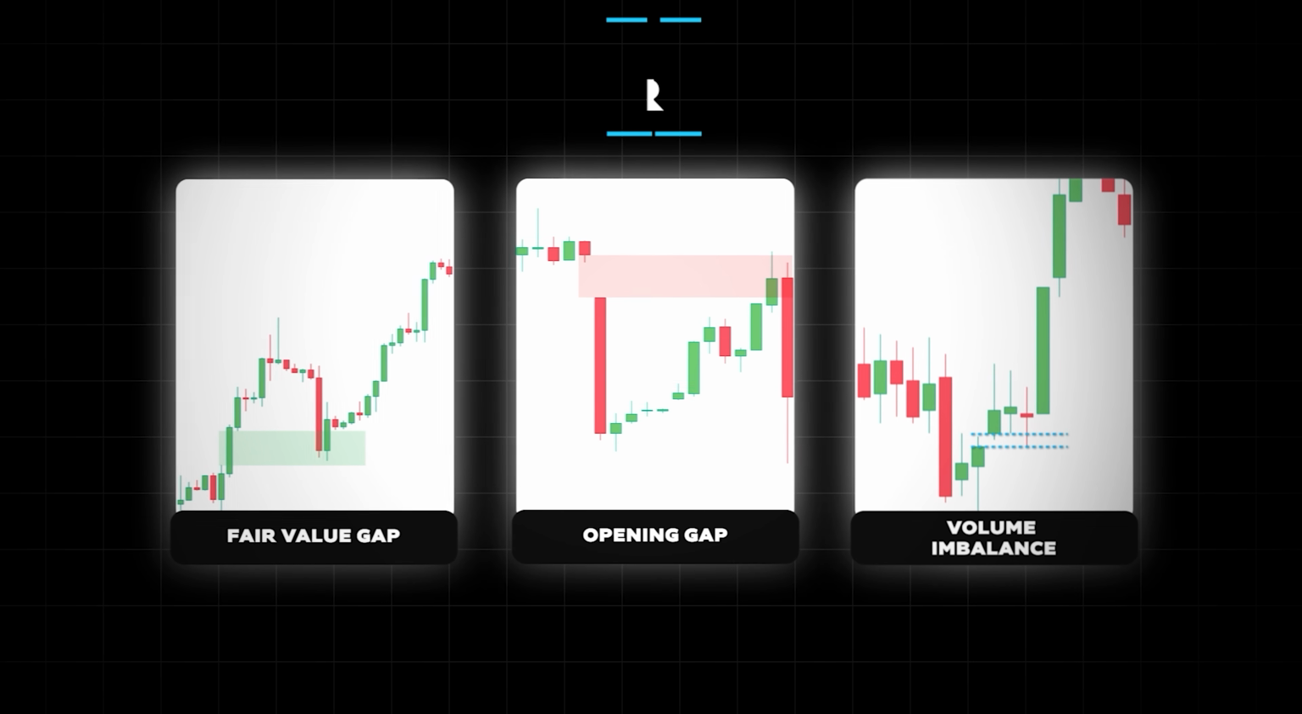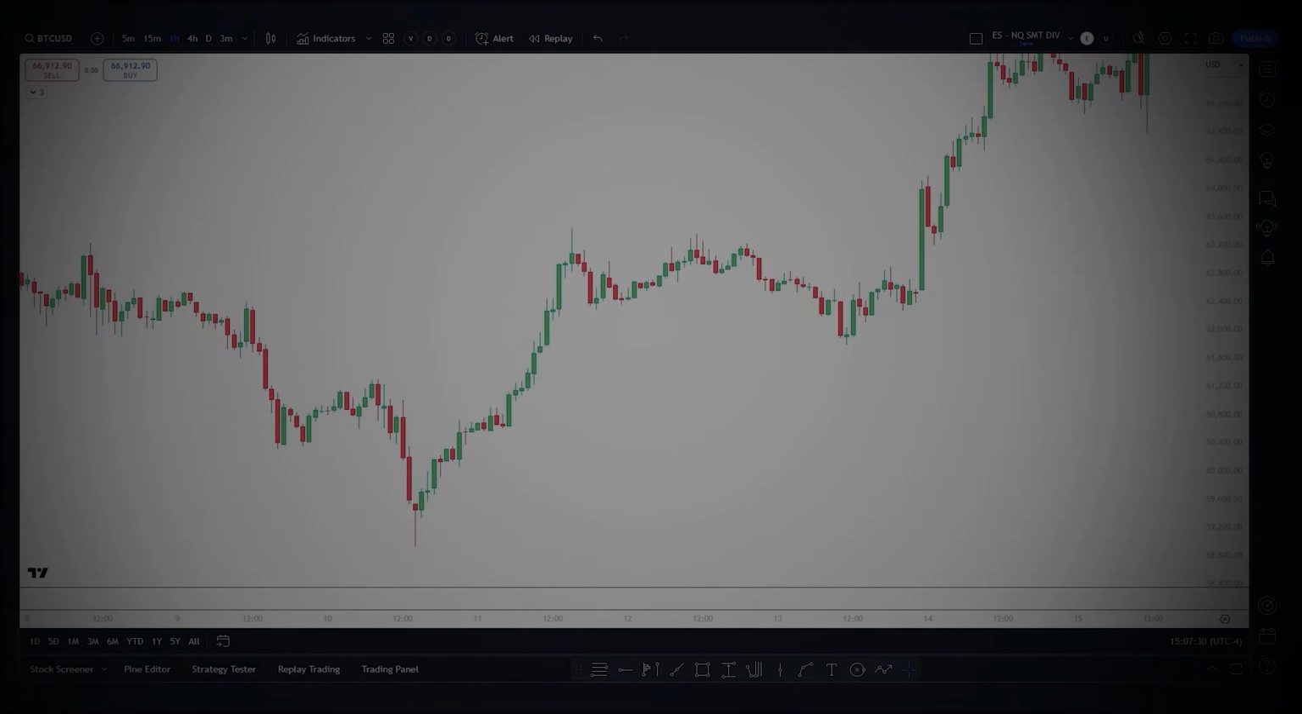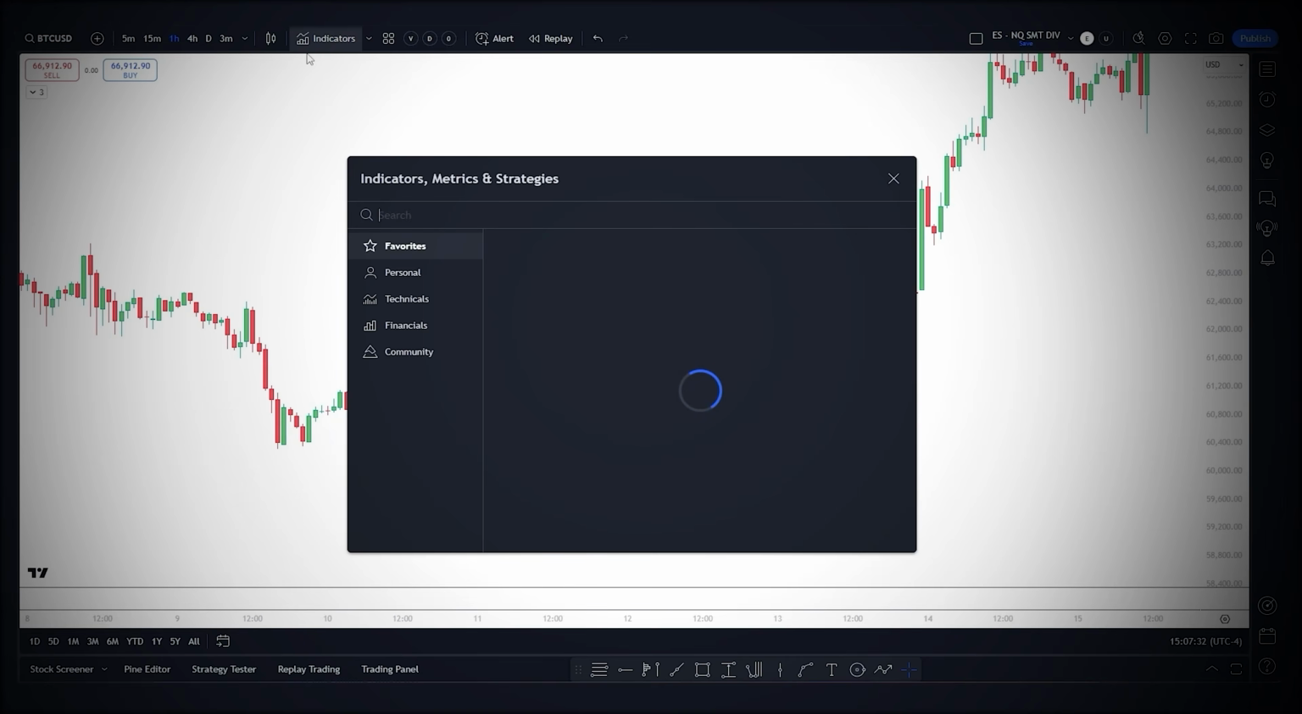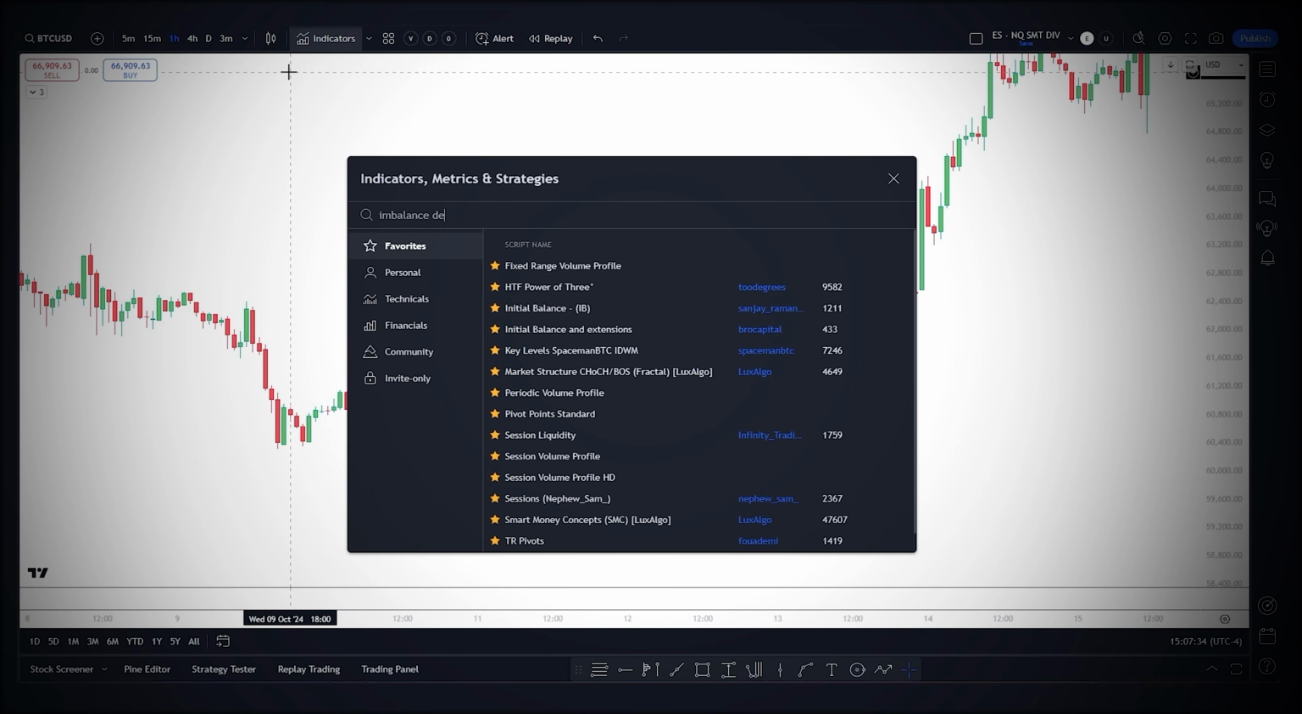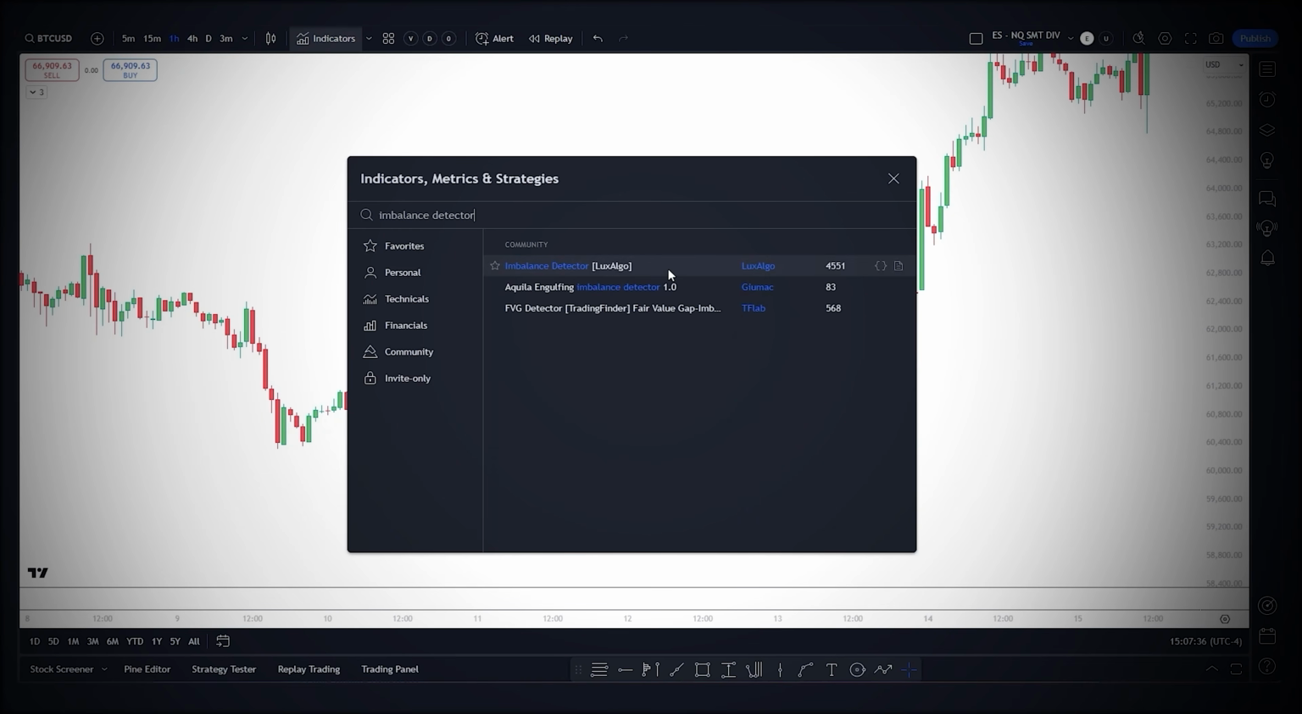your trading. To find this, go to tradingview.com and in the indicators tab, search for imbalance detector and make sure it's by LuxAlgo. This indicator can detect 3 distinct types of imbalances that are going to help you trade.